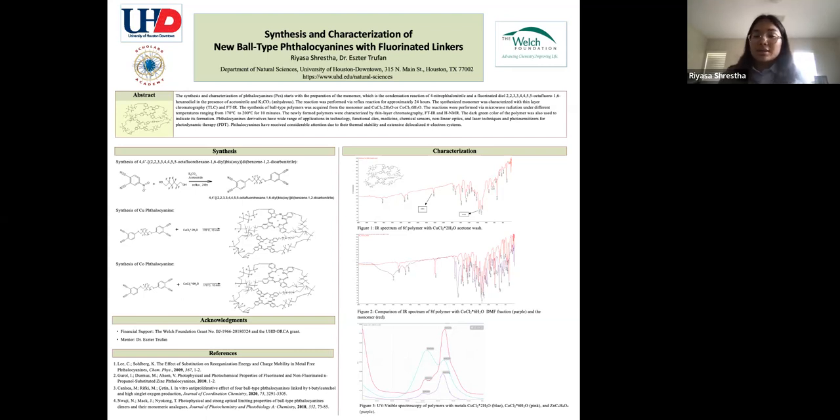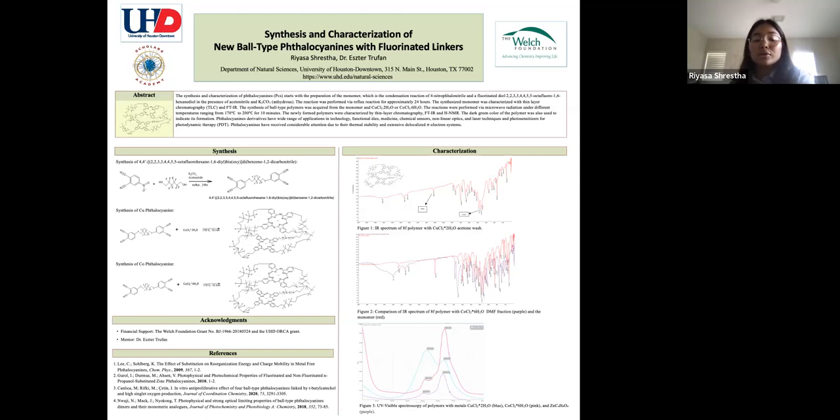The ball-type thiocyanines were reported around the early 2000s. So they were very new, and there's a lot of interest in research for the ball-type thiocyanines. In my research, the way I synthesized ball-type thiocyanines is a two-step process. The first step is to make the monomer, and the second is to use the monomer and a type of metal to make the ball-type thiocyanine.